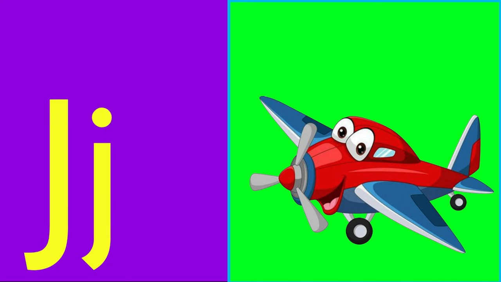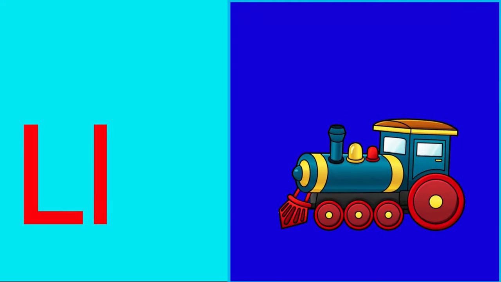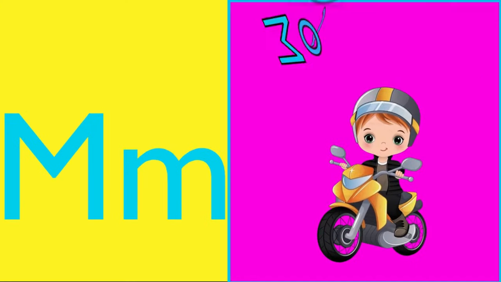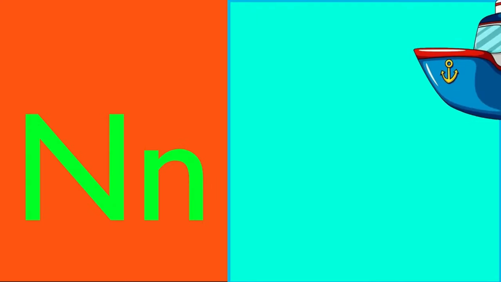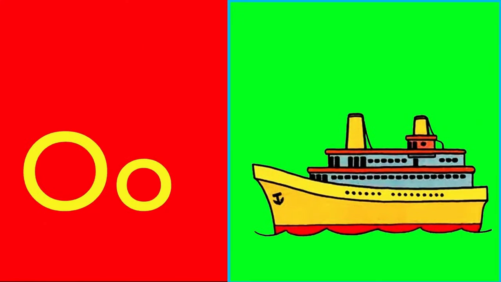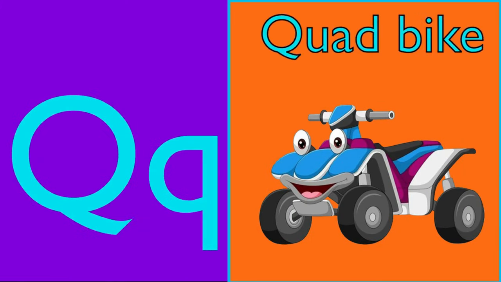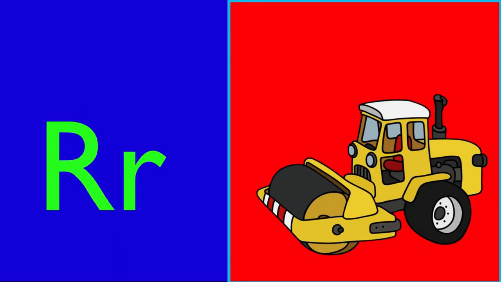I is for ice cream truck. Ice cream truck. J is for jet. Jet. K is for kayak. Kayak. L is for locomotive. Locomotive. M is for motorcycle. Motorcycle. N is for navy boat. Navy boat. O is for oil tanker ship. Oil tanker ship. P is for police car. Police car. Q is for quad bike. Quad bike.